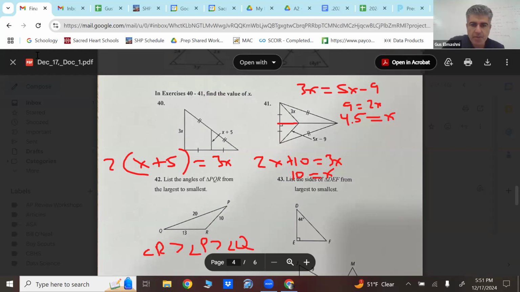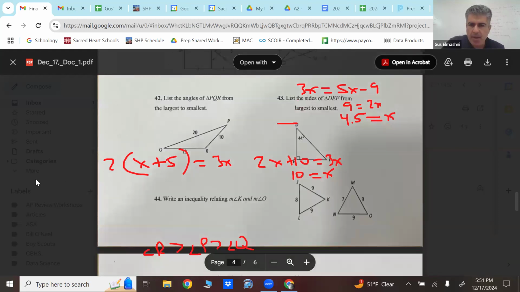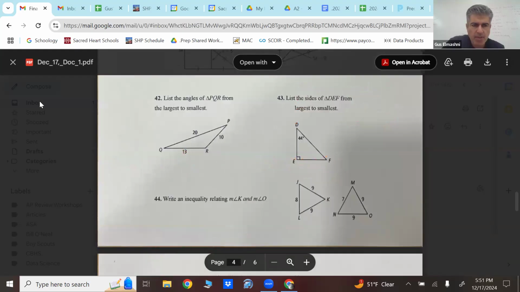For 43, it's 46 degrees, clearly. So DF is the biggest side, then DE, then EF.